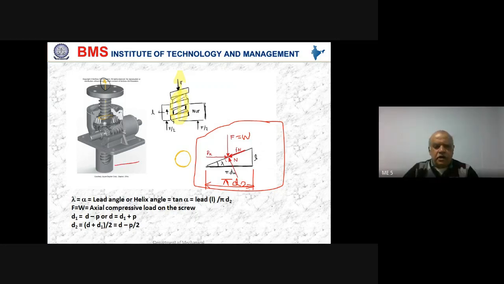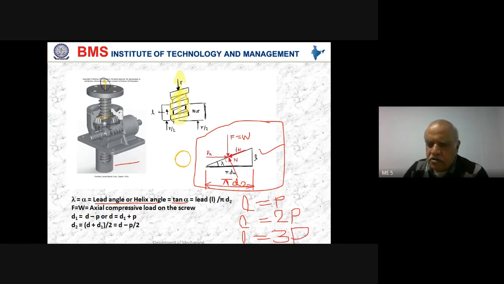Here, if you look at the lead angle or helix angle, tan alpha is equal to opposite by adjacent, that is L by pi into D2, where L is the lead, and L is equal to P for a single start thread, and L is equal to 2P for what type of start? Double start thread, and lead is equal to 3 times the pitch for a triple start thread.